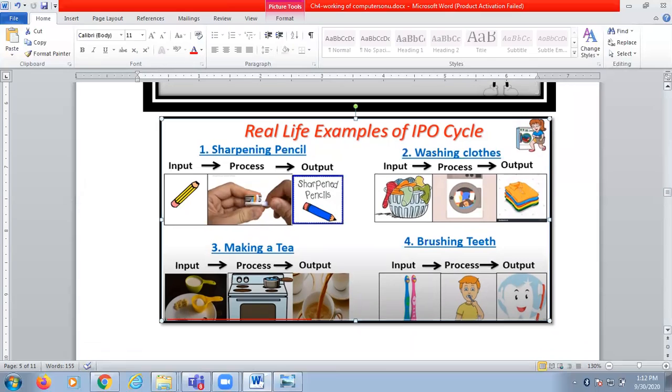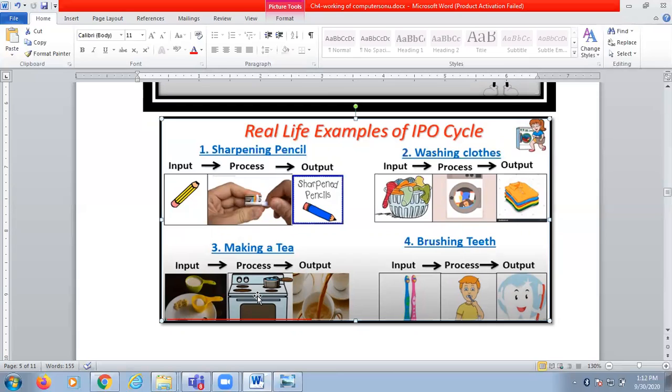Now, taking another example, input would be my dirty clothes. Process would be my washing machine and output would be my clean clothes. Is it okay? Let us take one more example of making a tea. What would be my input? My input would be ginger, milk. What else do we take when we make a tea? We may use tea bags. We use water. Yes or no?